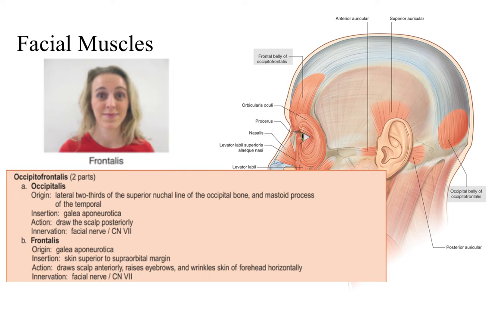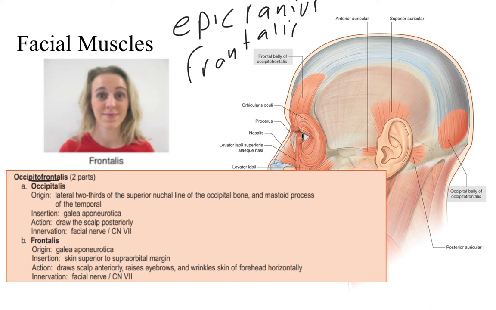The first muscle to come over is the one we've already covered previously when we talked about the scalp, and that is the occipitofrontalis muscle. Sometimes you'll see it called the epicranius, then frontalis, if it's talking about this muscle, or occipitalis if it's talking about this muscle.